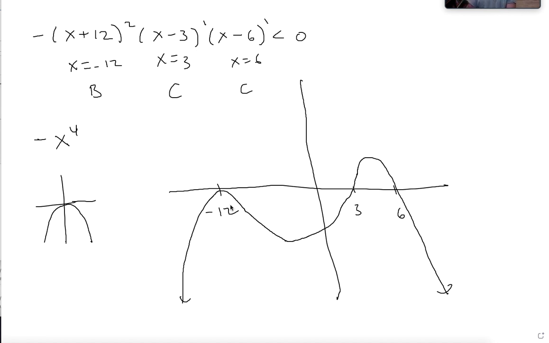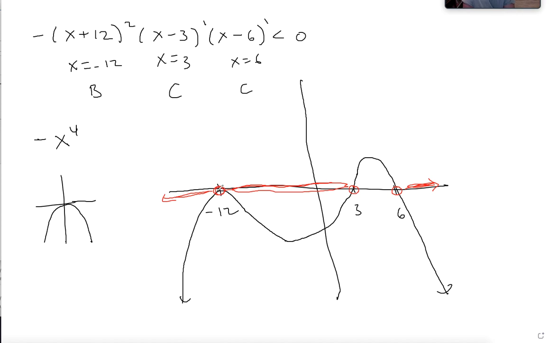So let me change colors here. That means I don't want any of these endpoints. There's no equals on there, so I don't want to include any of those zeros. So I'm just going to go ahead and put those as open dots right now to remind myself. So all of the points that would be less than 0 then are over here up to negative 12, but you can't include it. Everything in between there works. Not there because that's positive, and then out here works.